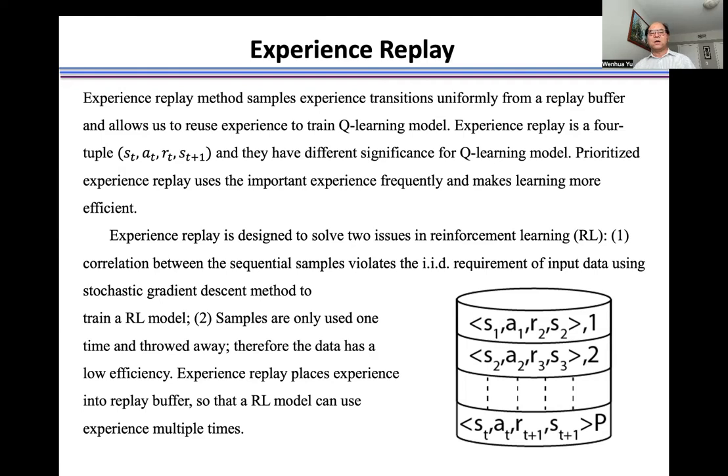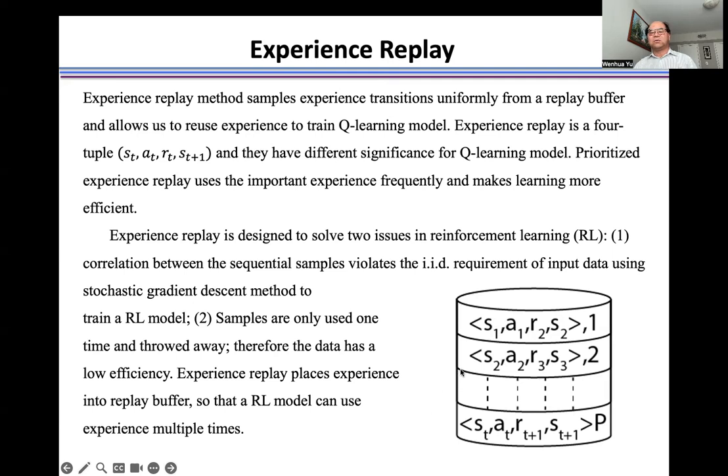To solve these two issues, experience replay splits the sequential sampling or episodic sampling into one-step experiences and puts the one-step experiences into a replay buffer. One-step experience is a four-tuple, which includes the current state, the action taken at the current state, the move from the current state to the next state, and the reward R received.